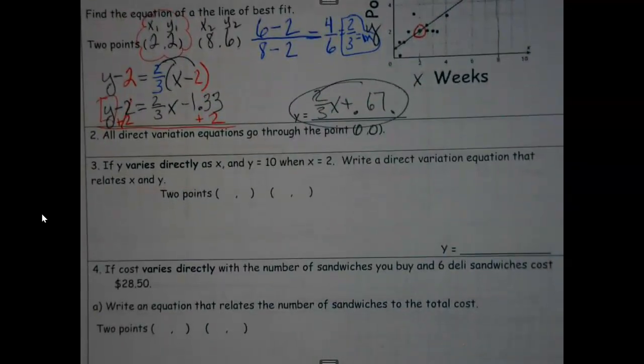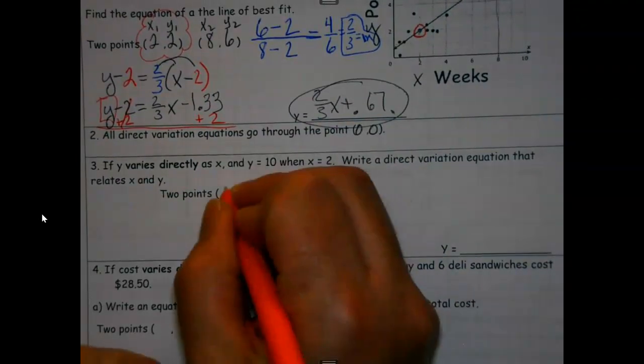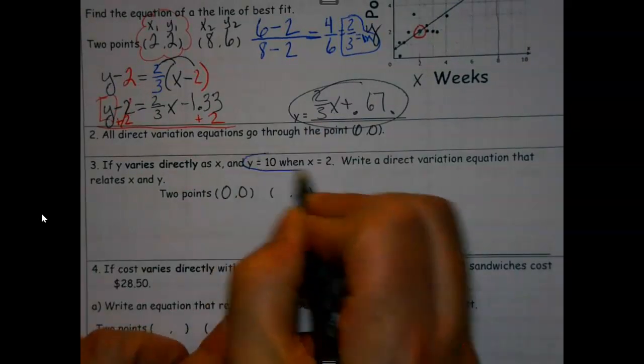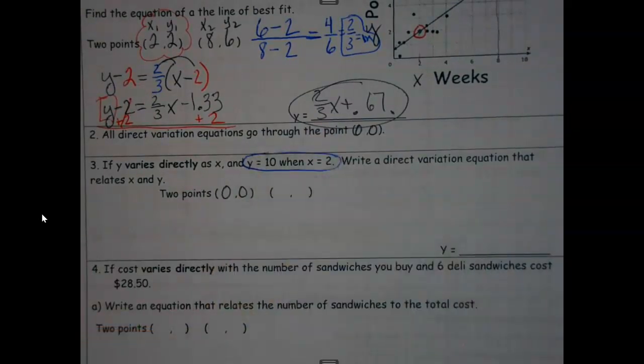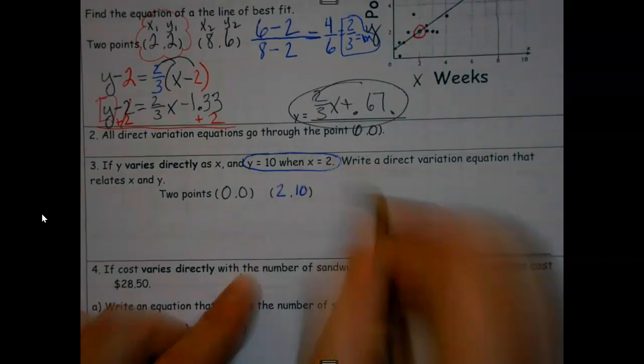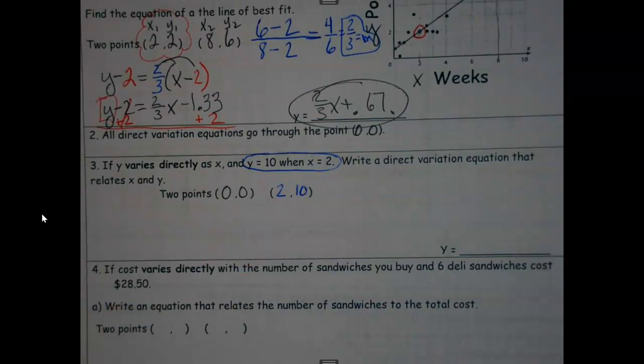Speaking of variation, if y varies directly as x and y equals 10 when x equals 2, write a direct variation equation that relates them. Okay, we just got done saying every direct variation equation goes through (0, 0). So that's one of my points. There are the values to get me my other point: (2, 10).